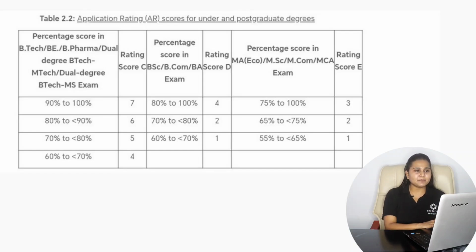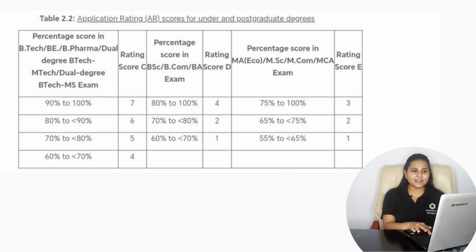Then for the percentage score in BSc, BCom and BA, if your graduation percentage ranges between 80 to 100%, there are 4 points. If it ranges between 70 to 80%, there are 2 points. And if it is between 60 to 70%, there is 1 point. Then for the percentage score in MA Economics, MSc, MCom and MCA, if your percentage ranges between 75 to 100, there are 3 points.